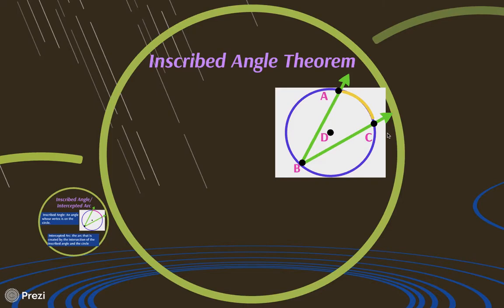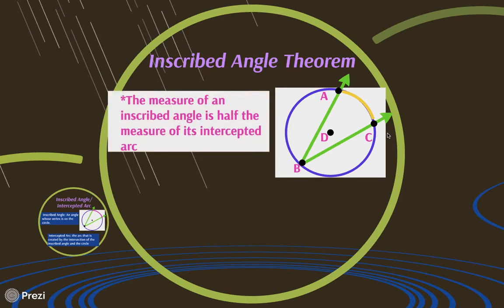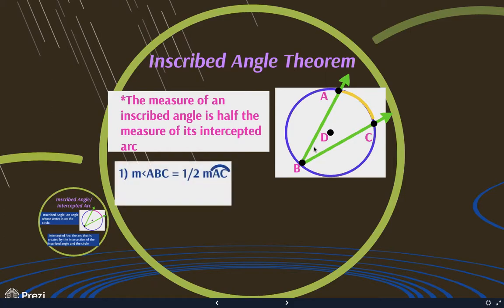Alright, and the inscribed angle theorem. Inscribed angles have a special relationship with their intercepted arc. The measure of an inscribed angle is half the measure of the intercepted arc. So if you know the measure of the intercepted arc, if you divide that by 2, bam, you'll have the measure of the angle.